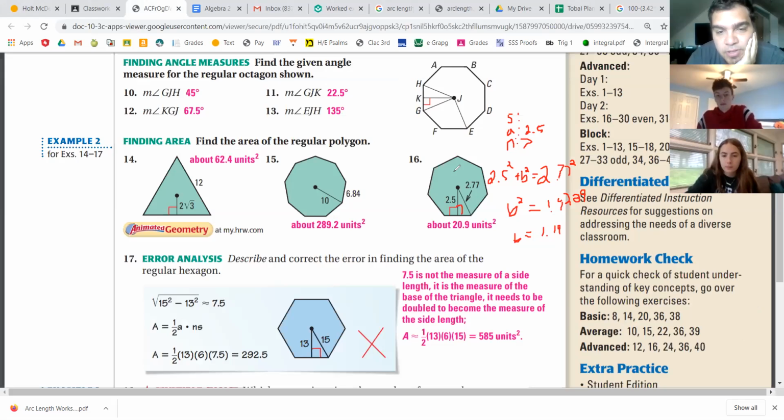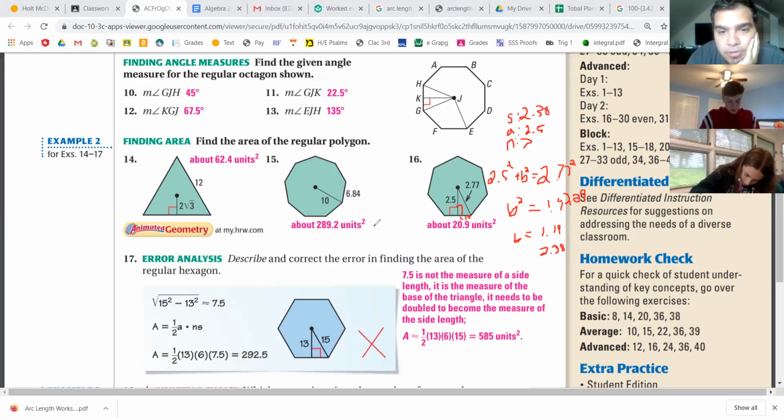Leila, you already said what we have to do. What do we have to do to both of them? You double it. Good. So we're going to double that. That should be 2.38. Good. Thank you. So we found our side, 2.38.